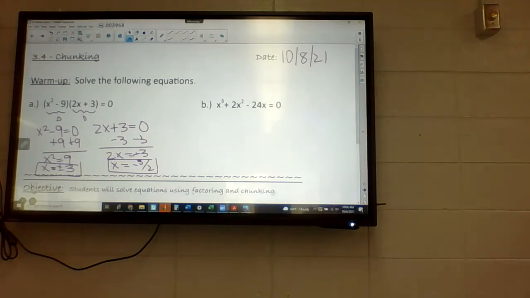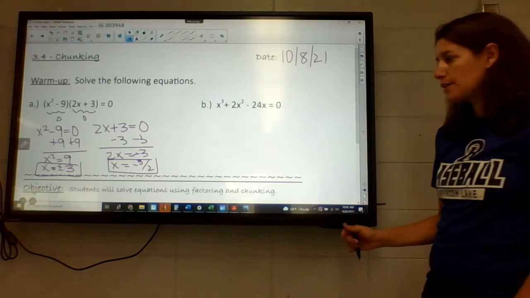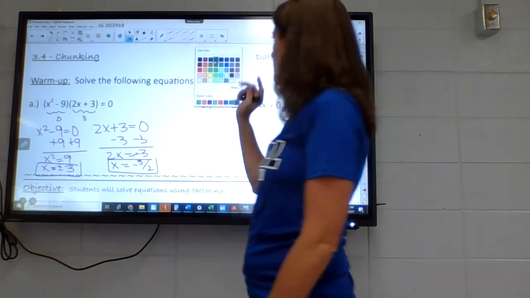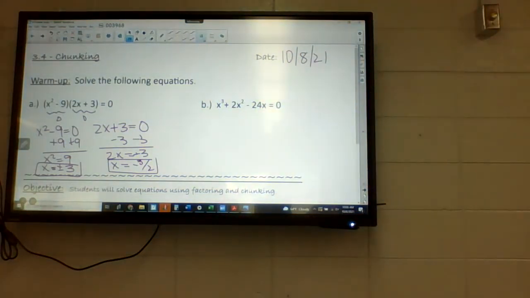Now in letter B it equals 0, but it's not factored for us. So that means we have to factor first. However, we probably have like a 2-step factoring we have to do first. What was your very first step in factoring here? Take an x out, because if you look, they all have x's. So let's pull that out first of all.